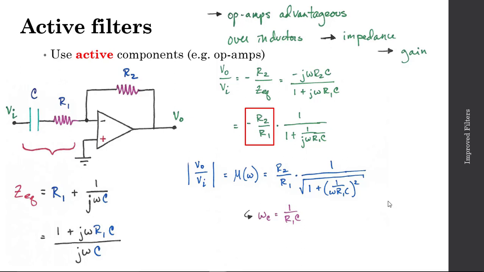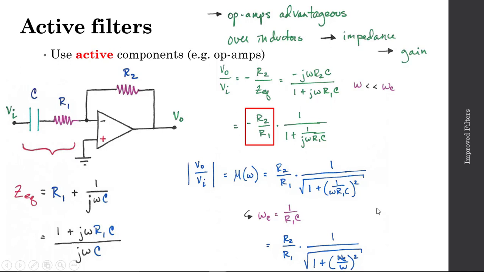Using that definition, I can rewrite my magnitude ratio once again as M of omega is equal to R2 over R1 times 1 divided by the square root of 1 plus the quantity omega C divided by omega, squared. If we take a look under the conditions where the input frequency is much less than the cutoff frequency, then this term is significantly large. So this term is going to start to dominate.